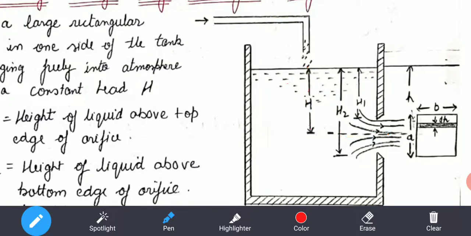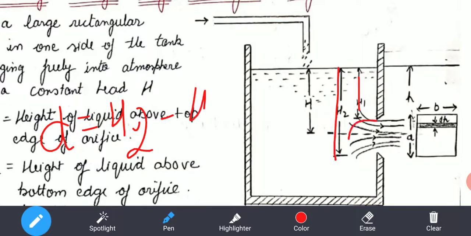H1 is the height of the liquid above the top edge of the orifice, and similarly H2 is the height of the liquid above the bottom edge of the orifice. B is the breadth of the orifice, and d is the depth of the orifice. We can calculate this depth as d equal to H2 minus H1.